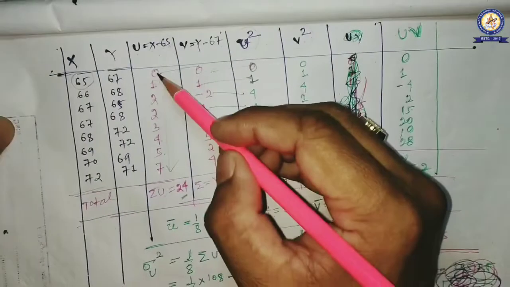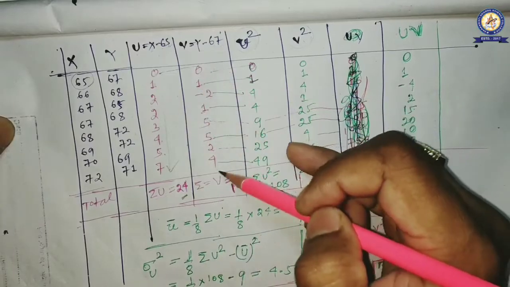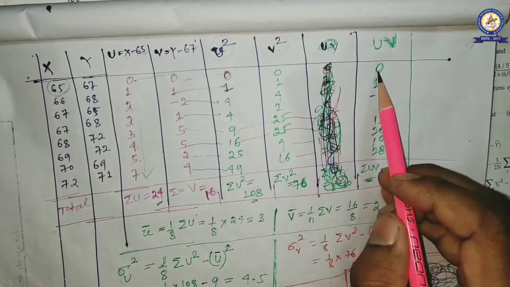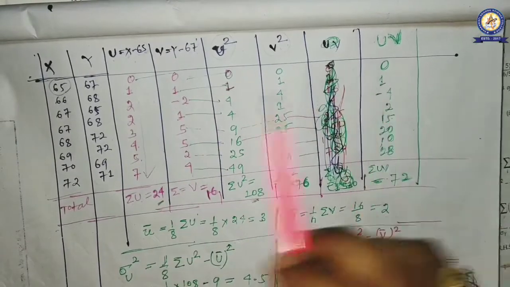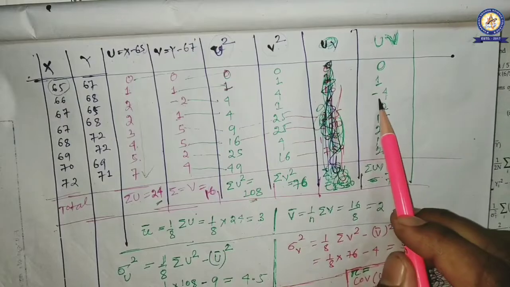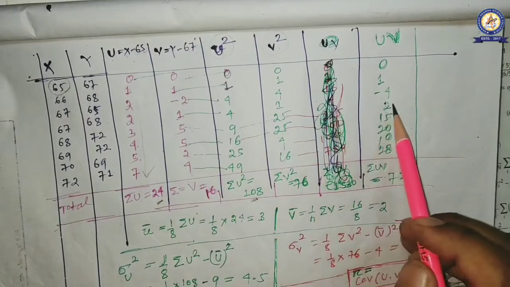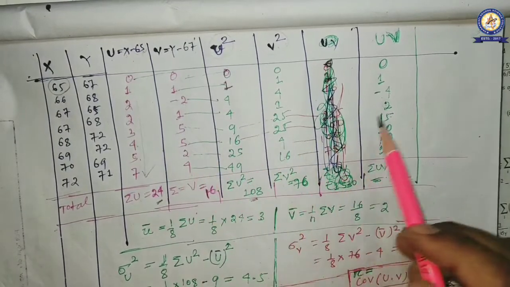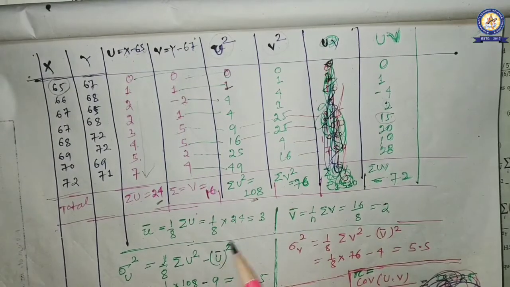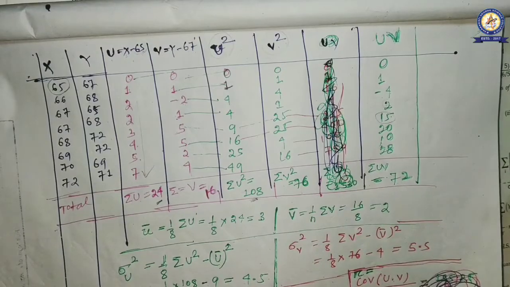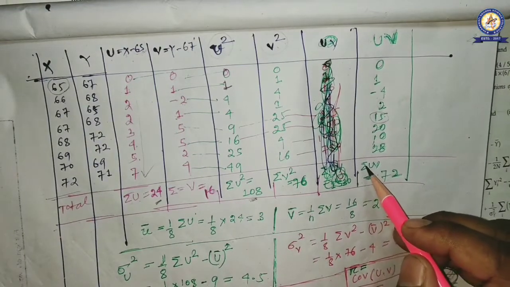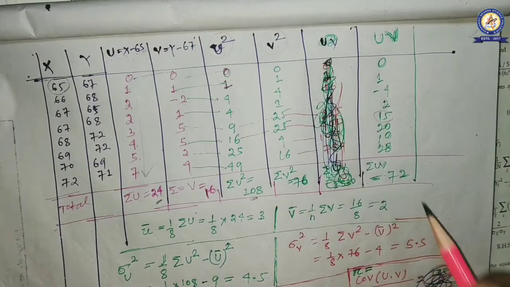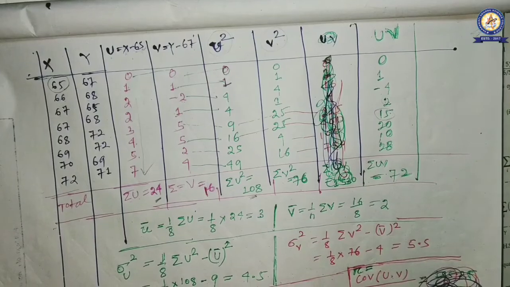Now uv. Here these are the values of u and these are the values of v. So uv means 0 into 0 is 0, 1 into 1 is 1, 2 into minus 4 is minus 4, 2 into 1 is 2, 3 into 5 is 15. Likewise other values can be calculated. So the sum of uv, we can get here 72.